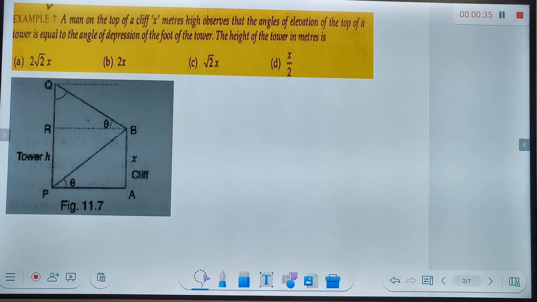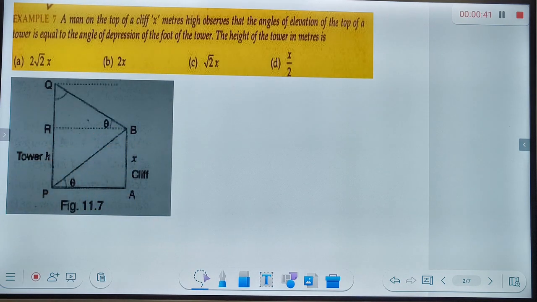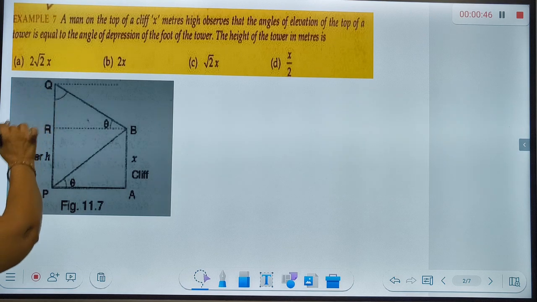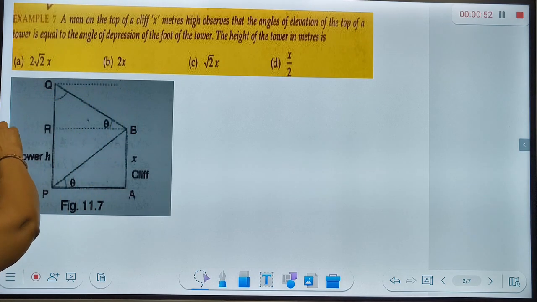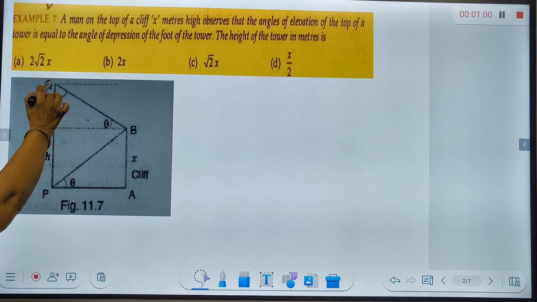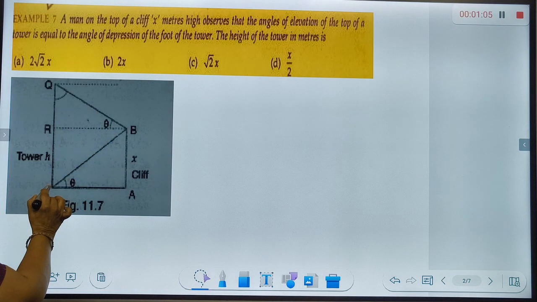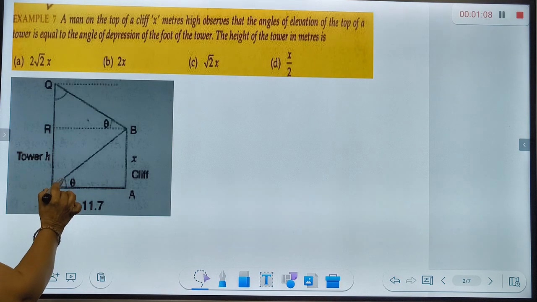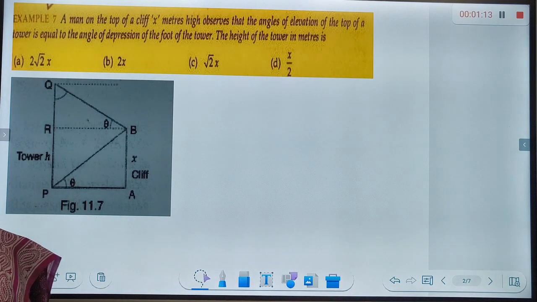A man on the top of a cliff x meters high. So this is the cliff and a man is on the top of the cliff. He observes that the angle of elevation of the top of a tower is equal to the angle of depression of the foot of the tower. So that means this angle is also theta. This is theta, therefore this is also theta because they are alternate angles.